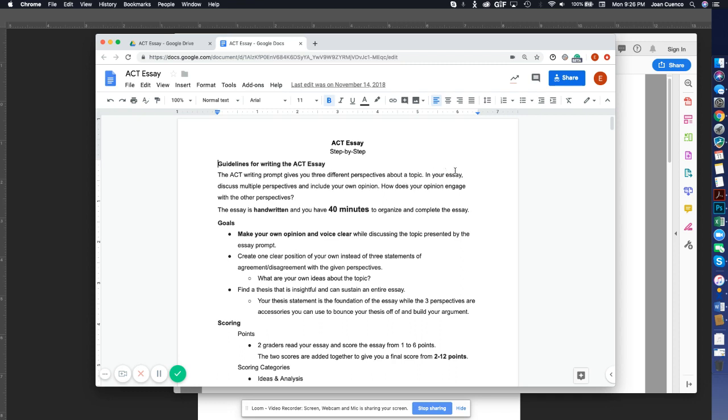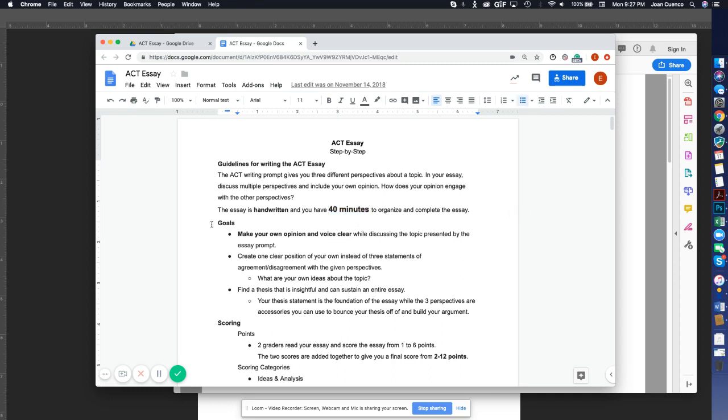Now, how does your opinion engage with the other perspectives? The way to go about this is to think more about this essay that you write. Think of it like a discussion. You'll be interacting and considering the pros and cons of other perspectives about a topic. And then most importantly, you'll weigh in and make it very clear what your perspective is about the issue. The essay is handwritten, and you'll have 40 minutes to organize and complete the essay.